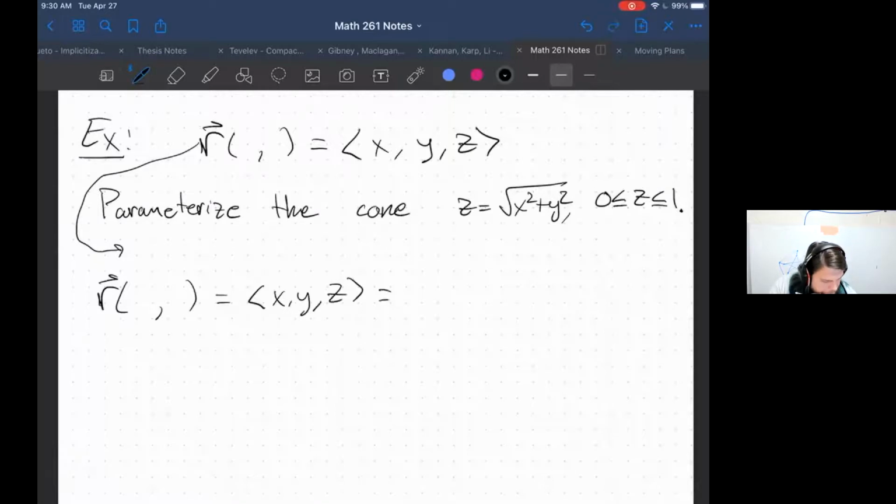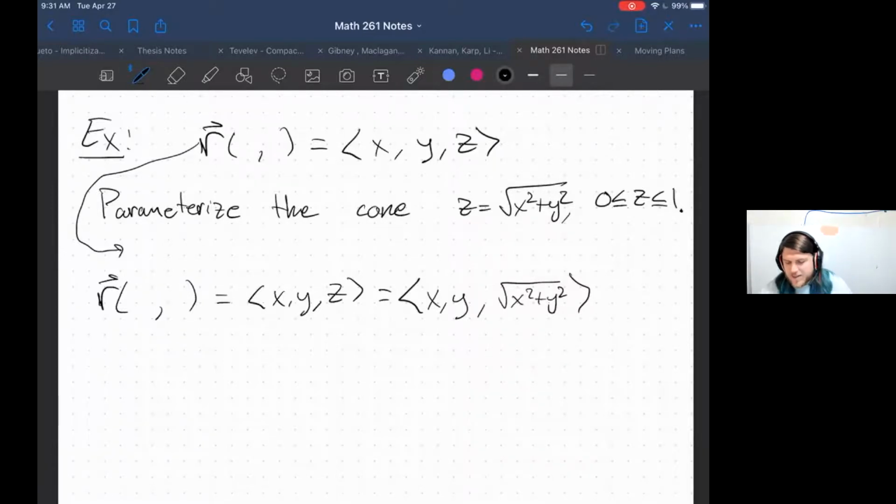Okay, so given this information right off the bat, we can already get rid of this z here, right? We can change z to the square root of x squared plus y squared. But the issue with just leaving it with the variables x and y is writing some bounds, right? A cone, it turns out that this is the 45-degree angle cone. Something like this.